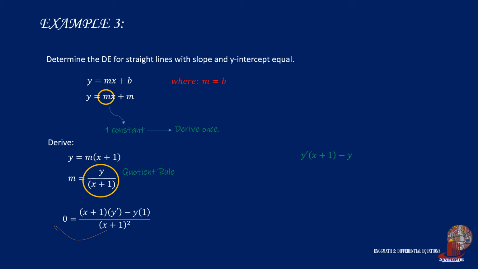So by expanding the terms, the differential equation is then found out to be y prime times x plus 1 minus y is equal to 0. By using dy all over dx to replace y prime, we get x plus 1 dy minus y dx is equal to 0.